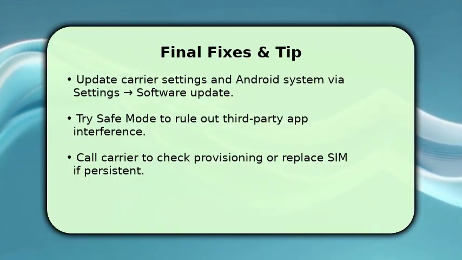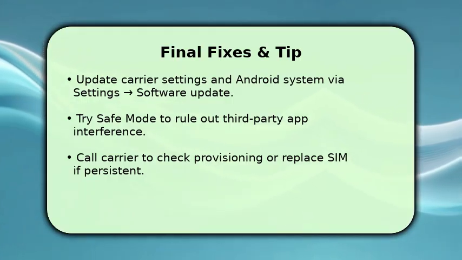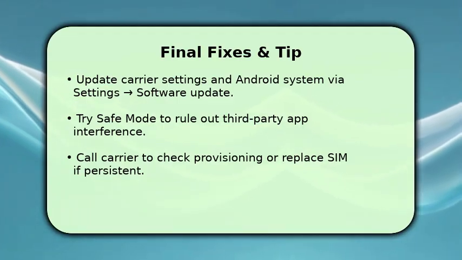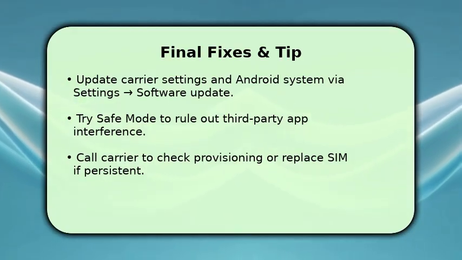If problems persist, remove and reinsert the SIM or try a different SIM to isolate hardware. Finally, call your carrier to confirm account provisioning. Make sure they've enabled data on your plan. If they confirm everything, request a SIM replacement as the last resort.